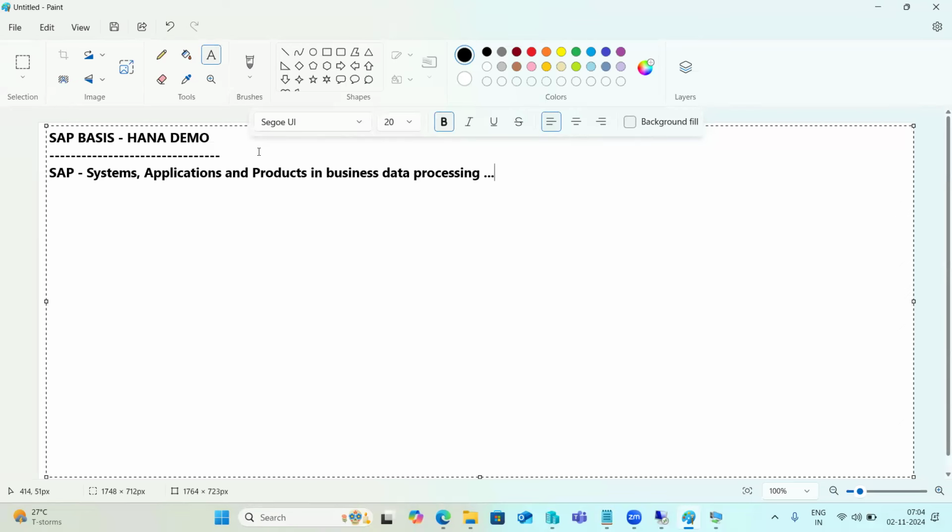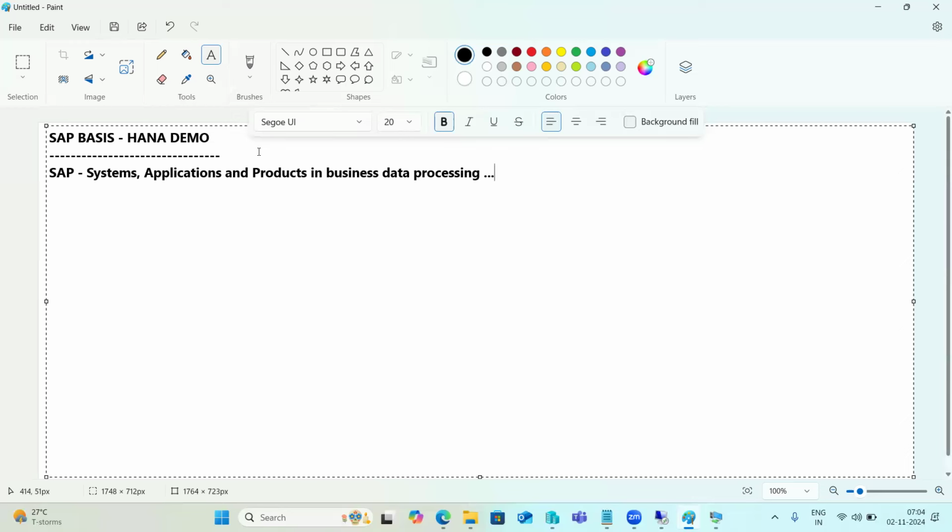Suppose we have a food business, or some different businesses. We want to process our business data from one place to another. We need one application, that is the SAP application, one SAP product, an ERP product, then an ECC application, and then one system for the business. Without these three, we cannot run the business, the live transactions and everything.